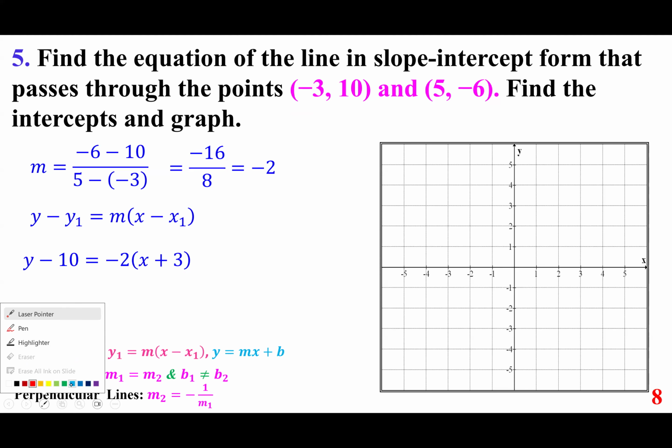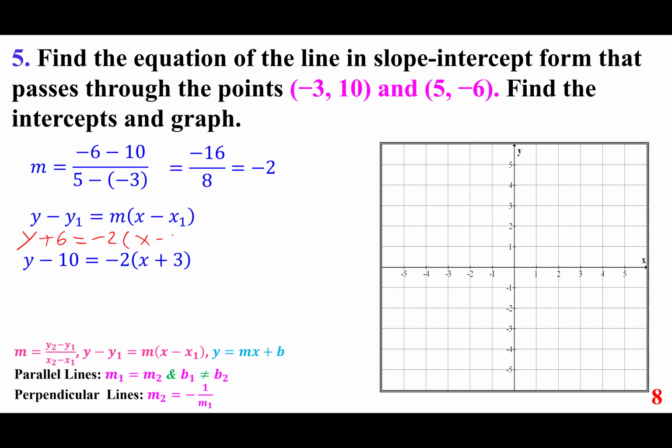It will be y minus 6, that means plus 6, equals negative 2x minus 5. Please understand they don't look the same, but when you solve both of them for y, they become identical. So we're going to solve the second one for y.